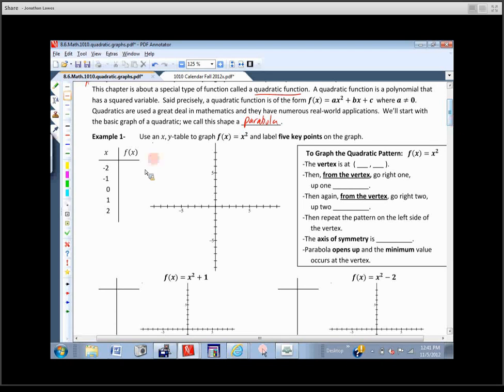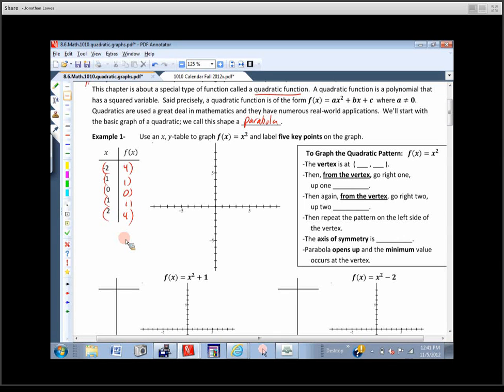So we're going to do a little XY table. This squares whatever we plug in. So if I plug in a negative 2, I square it, I get 4. There's a point on the graph. If I plug in a negative 1, it squares it, I get a 1. There's a point on the graph. If I plug in a 0, I get a 0. If I plug in a 1, I get a 1. And if I plug in a 2, I get out a 4.